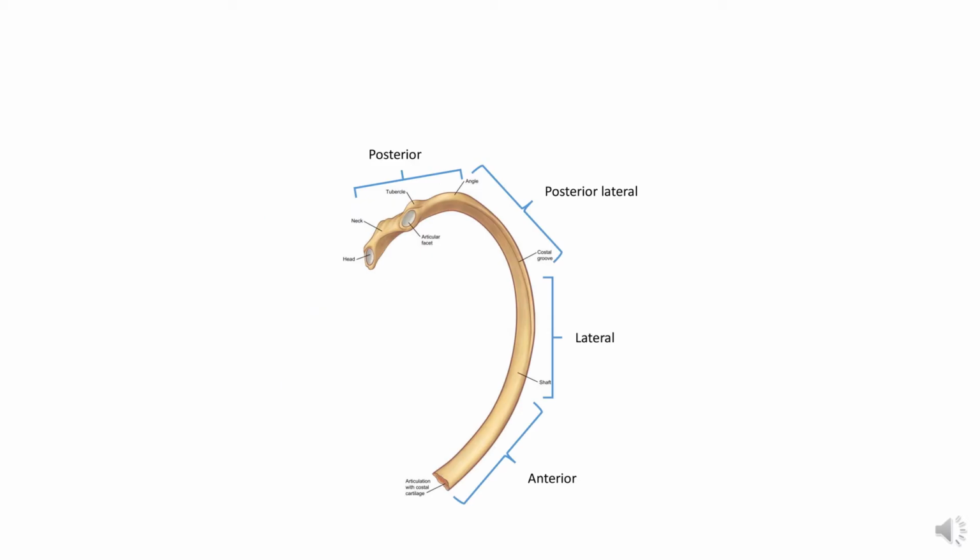Here you can see the rib. This is the anterior part and this is the posterior part and this one is the angle. And extending from the angle on the inferior surface is the costal groove in which lie the intercostal vessels.